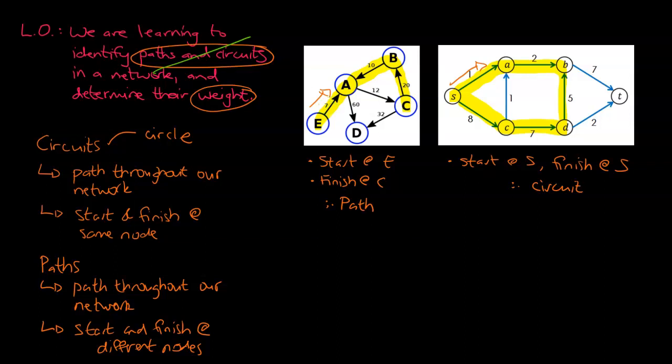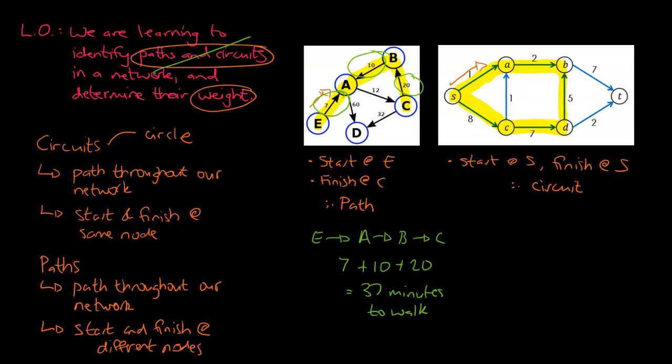But in our case, let's assume this was a bit of a trip, and those numbers relate to the time to walk between the two towns. So in our case, if we're looking at path E, A, B to C, our weight would be 7, which comes from up here, plus the 10 plus the 20. And in this case, it would be 37. And because we talked about walking time, it'll be 37 minutes to walk that particular path.